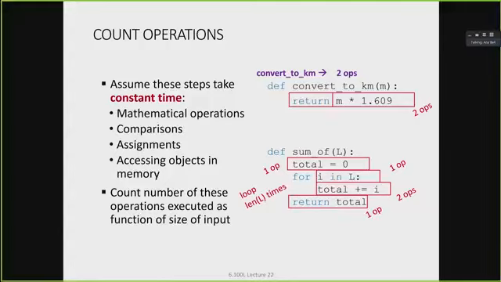So the total number of operations for this sum function will be 1 for the total equals 0, plus length of L times 3, because there's 3 operations being done for each length of L, plus another 1 for the return. So that's going to be 3 length L plus 2. That's a nice little formula that relates how many units of time we'll have to wait depending on the size of the list.